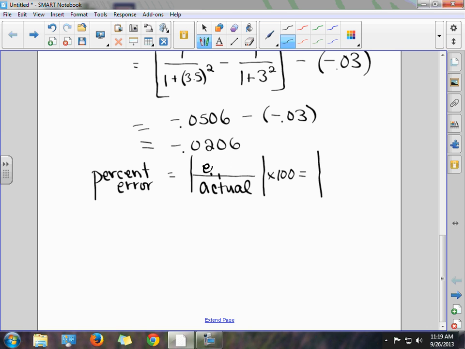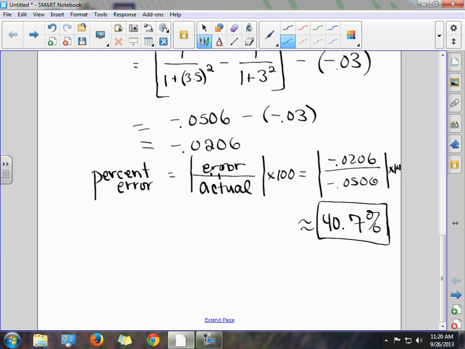Your percent error is your error divided by your actual times 100. So my error was negative 0.0206 divided by my actual, which is negative 0.0506, times 100, obviously. So this gives me an approximate error of 40.7%. So that's a pretty large error. You should get closer to 5 or 10% if your delta x is smaller.